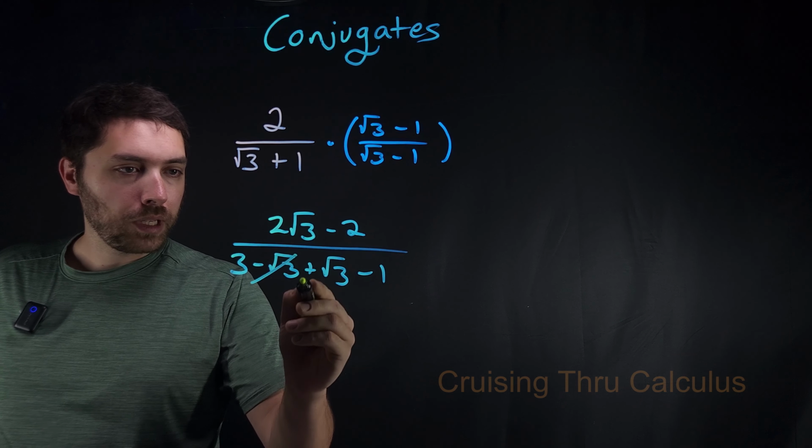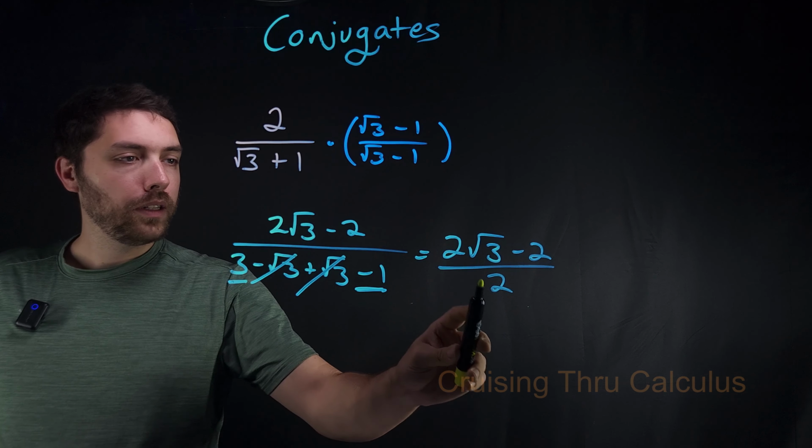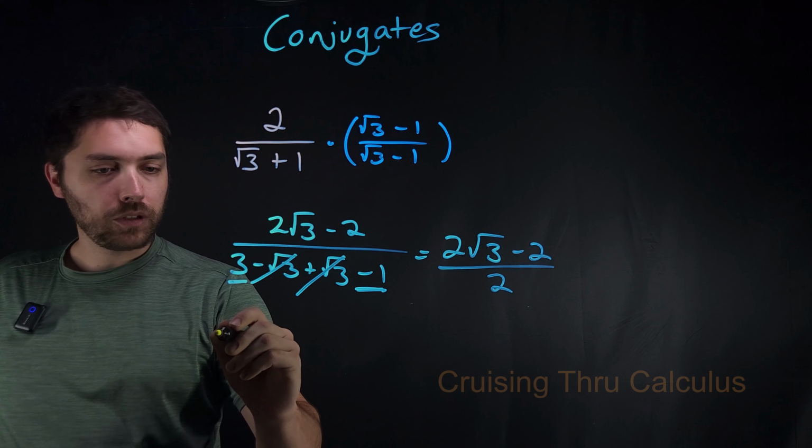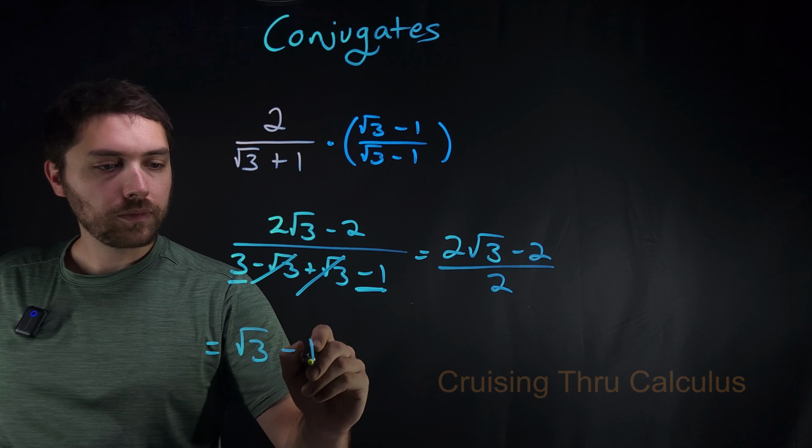Here, negative root 3 plus root 3 is 0, so those will cancel out. We'll be left with 3 minus 1, which is 2. Finally, all of these terms here are divisible by 2, so we can divide everything by 2, leaving us with this as our simplified answer.